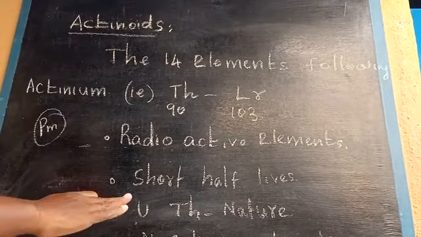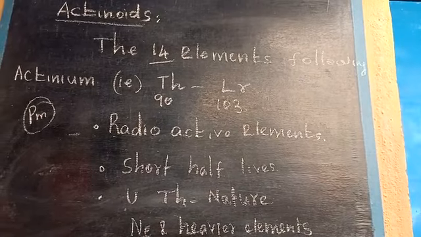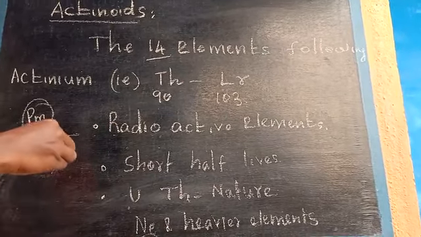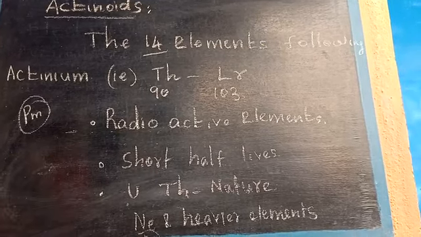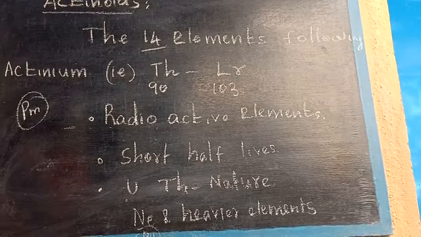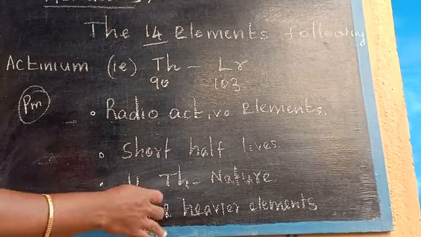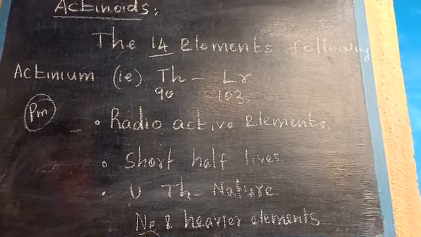So now see the topic actinoids. Actinoids contain 14 elements, thorium to lawrencium. Here the electron enters the 5f orbital. All the elements are radioactive, with a short half-life. Uranium and thorium are obtained in nature. Others we obtain synthetically by the nuclear reaction method.